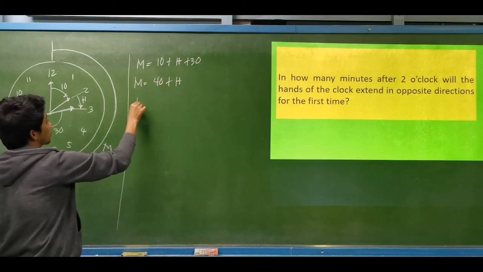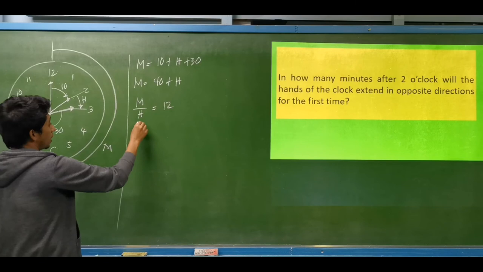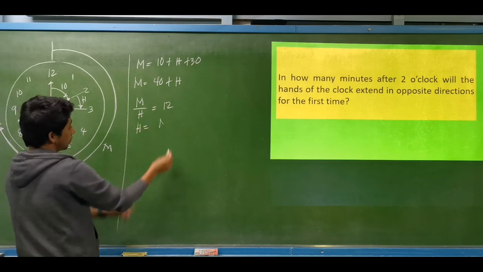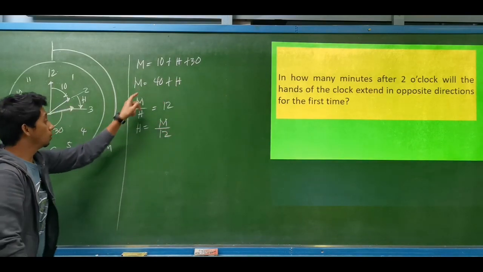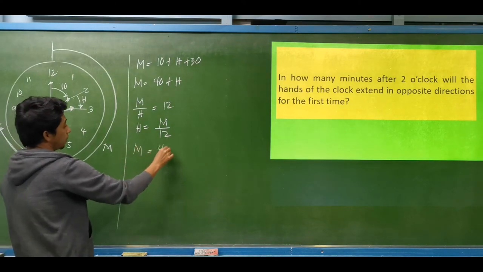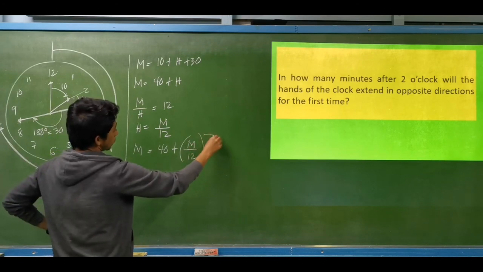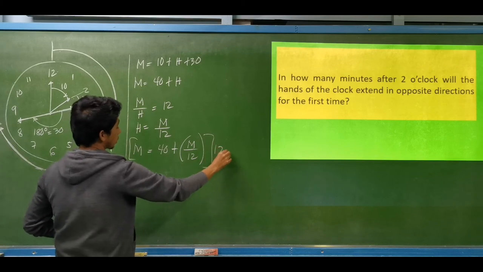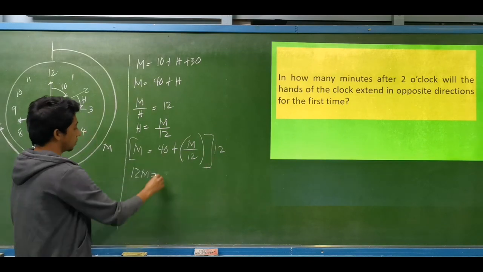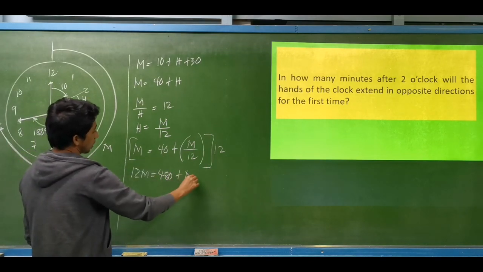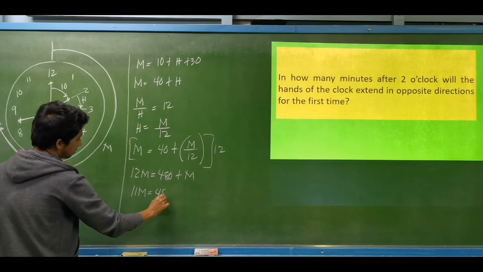So again, what is the ratio of the minute hand to the hour hand? A movement that is the same as 12. So the movement of the hour hand is equal to the minute hand over 12. So let us just substitute. We have the number of minutes is now equal to 40 plus the equivalent of h, which is m over 12. Multiplying both sides of the equation by 12, this is 12m equal to, what is 12 times 40? This is 480 plus m. So 12m minus m is 11m equal to 480.